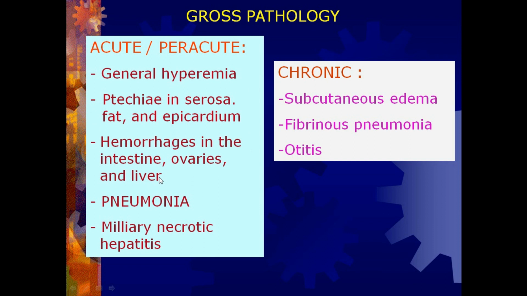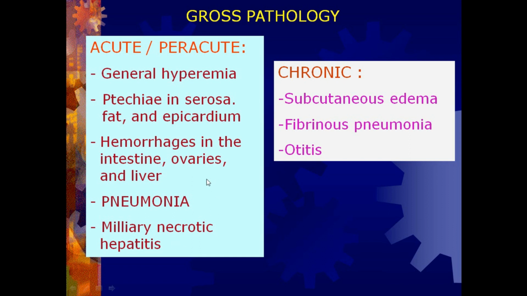And according to our experience, the most consistent lesion that can be found in the case of pasteurellosis is this one here, pneumonia. Okay, pneumonia, even in the cases of pasteurellosis in mammals, like in cattle and pigs, pneumonia is also consistently found.